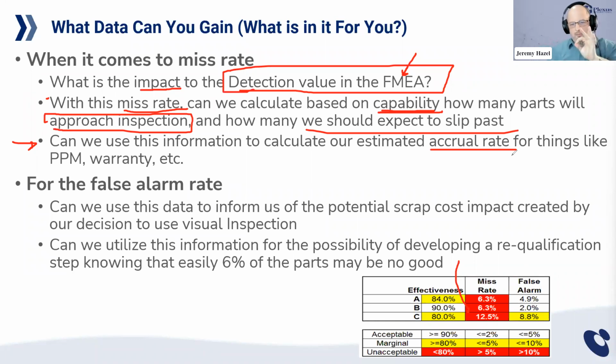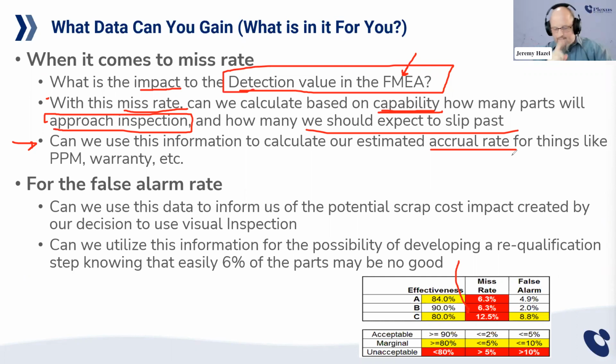Most of the time, your miss rate information from your gauge R&R, your MSA study for visual, will not make it back to the financial side. But right here, the miss rate is literally screaming at you. This is your risk, and this is how often they're going to get it wrong based on X parts.